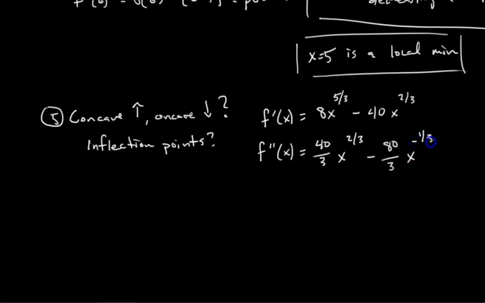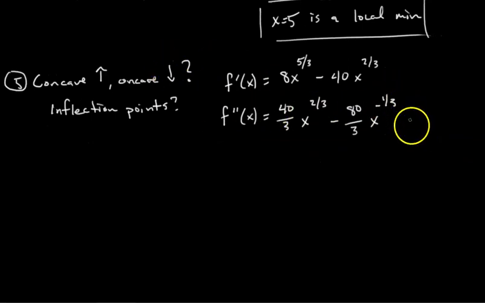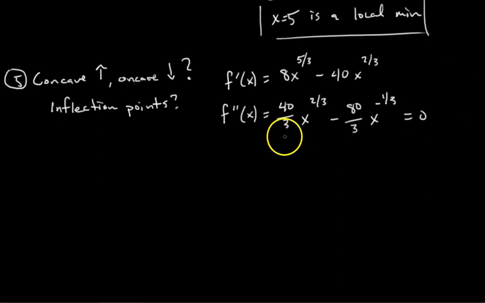Okay, so now we want to find all the inflection points, so let's set this equal to 0 and solve for x. The inflection points are also where the second derivative is undefined, but you can see this is never going to be undefined. So let's try to solve this equation. I'm going to use the same approach as we did for the first derivative. We're going to factor out a greatest common factor, so that would be 40/3 times x to the minus 1/3.